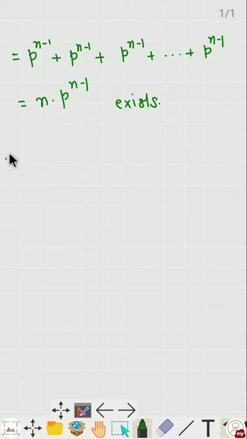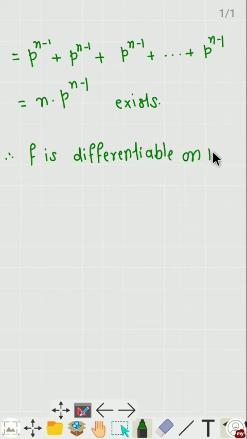and therefore f is differentiable on R, and the derivative of function f at point p, the value of that derivative, is n into p raised to the power n minus 1 at point p. Now let us try to solve the next example.